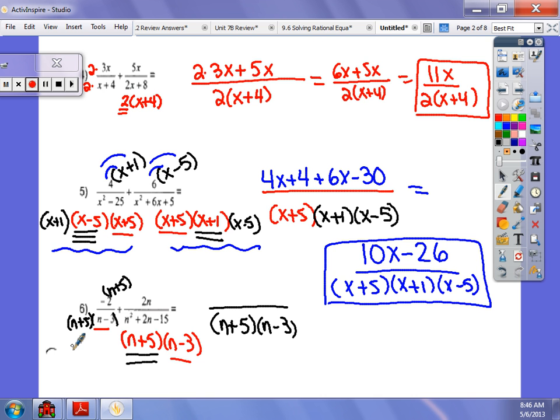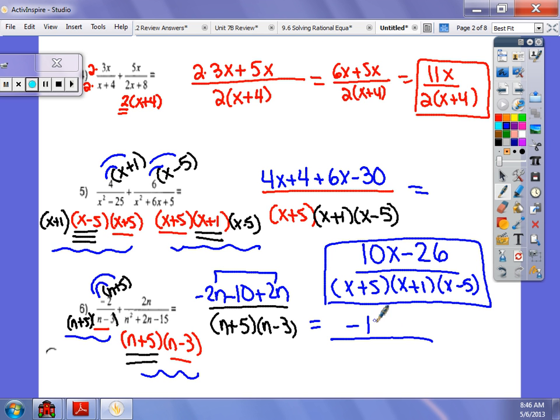And now that I've done that, both of these match. And once your denominators match, you just worry about your numerator. So now I'm going to distribute. Negative 2 times n is negative 2n, and negative 2 times 5 is negative 10, plus 2n. Now when I combine my like terms, negative 2n plus 2n winds up being equal to 0. And when it's equal to 0, I no longer need that, so I'm just left with negative 10. Now if you had decided to cross multiply this way, you have a lot of squares and cubes to worry about.